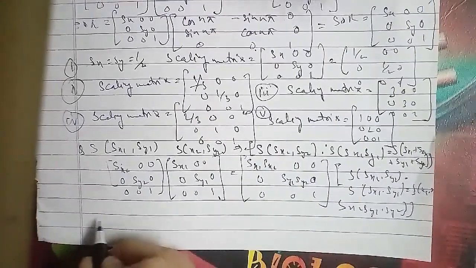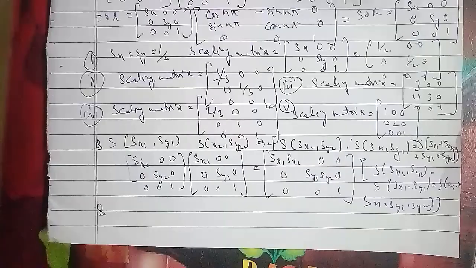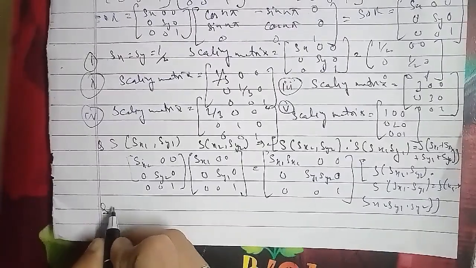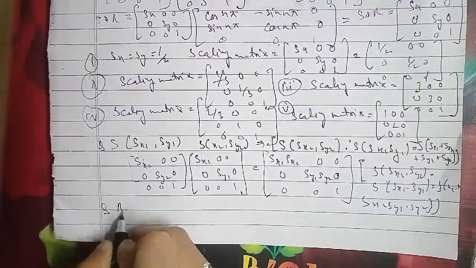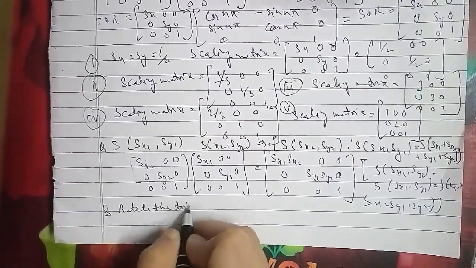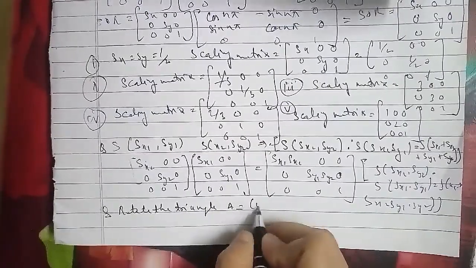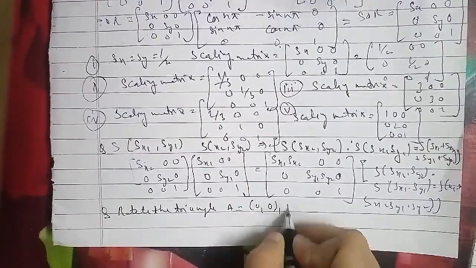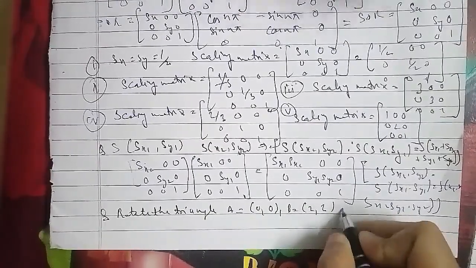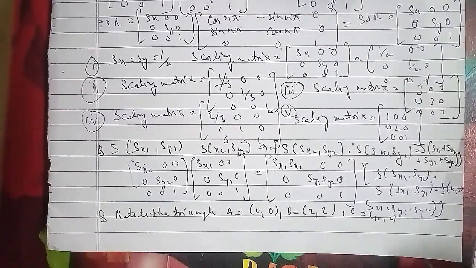Here we'll go ahead with this, that is, to rotate the triangle A equals 0 comma 0, B equals 2 comma 2, C equals 10 comma 2, about the point P equals minus 1 comma minus 1 at 45 degrees.